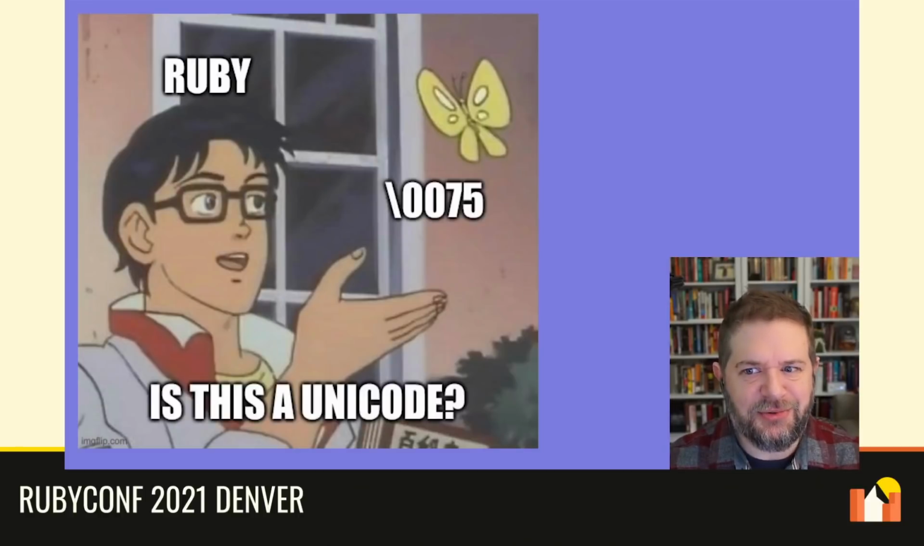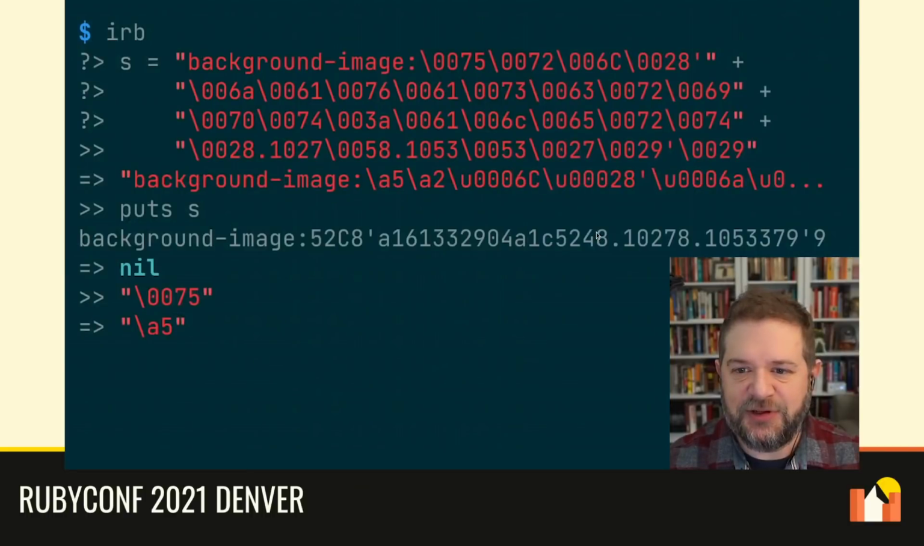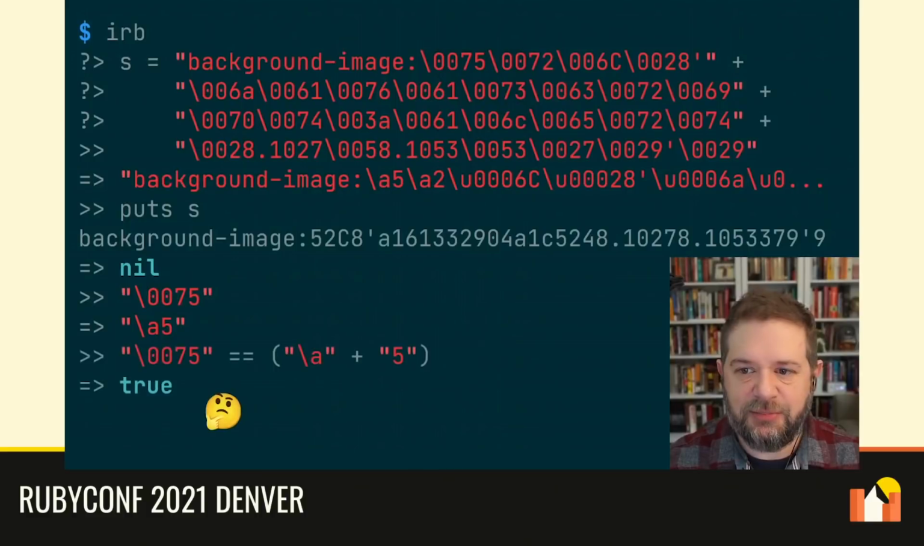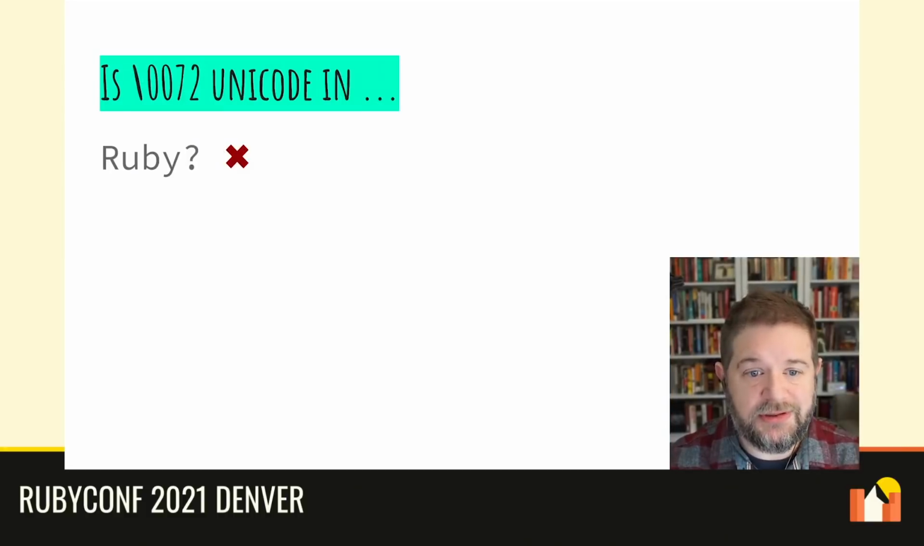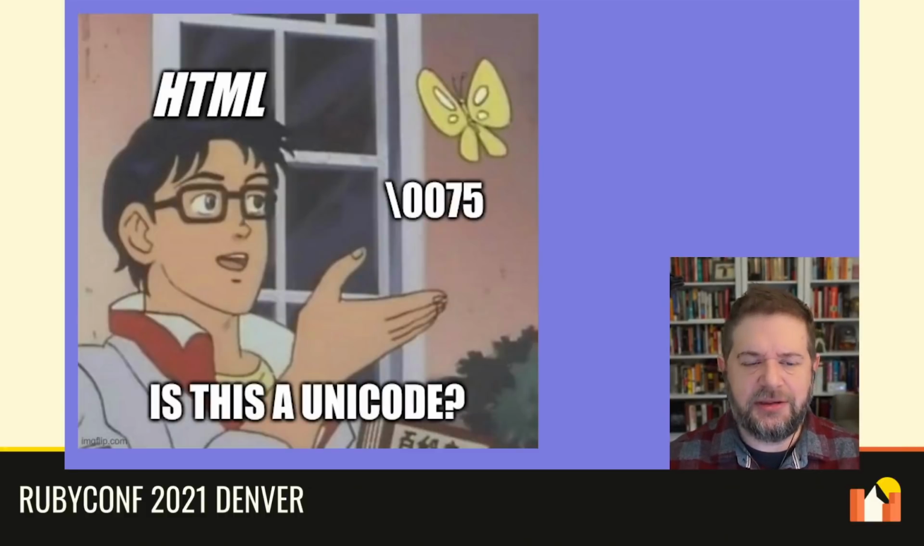Is this Unicode in Ruby? No. 0075, if you print it out, you get back \a followed by 5. That is, it is 2 separate characters, octal 7 \a and the 5 character. So this is not Unicode in Ruby, that's 2 bytes. But this is going to be in an HTML document, right?